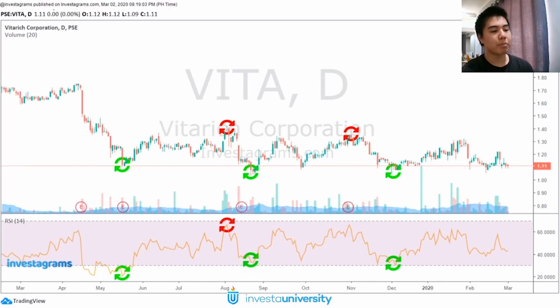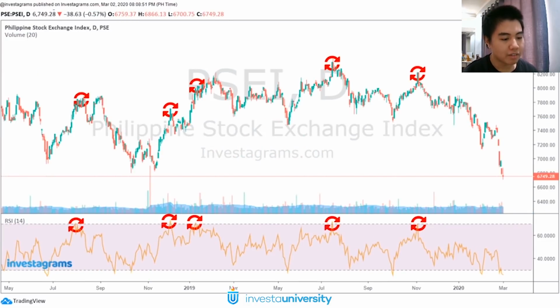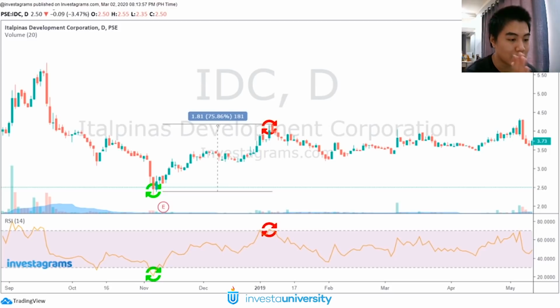So again, yung mga examples kanina, what are common here? We are seeing it in a sideways trend. Diba? So again, ito, sideways trend, right?